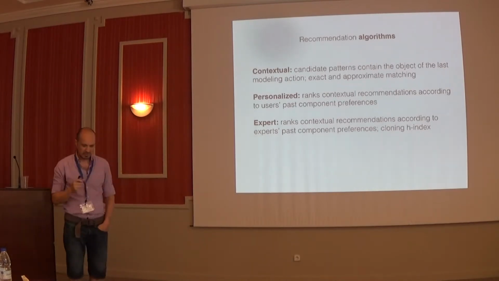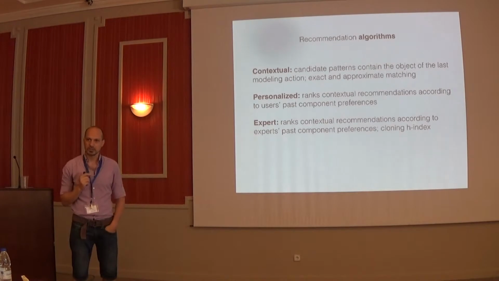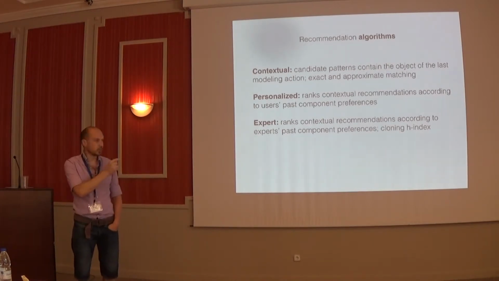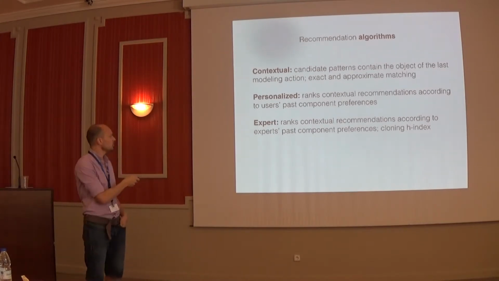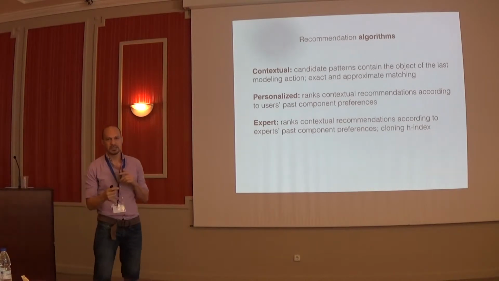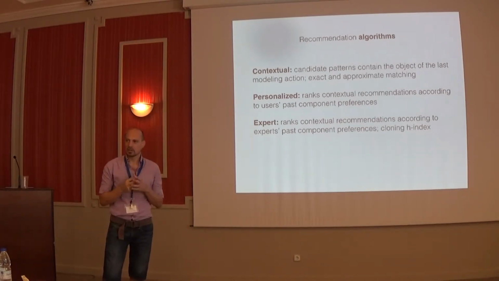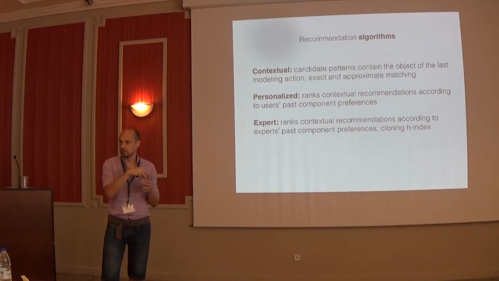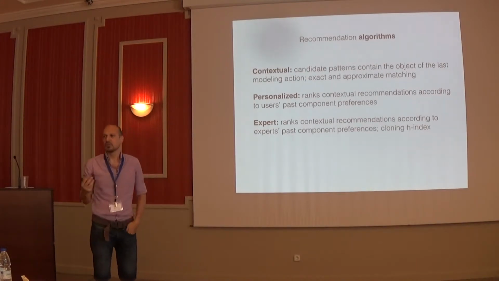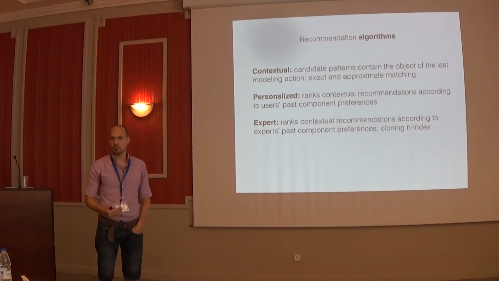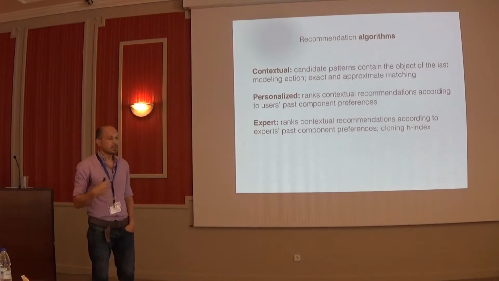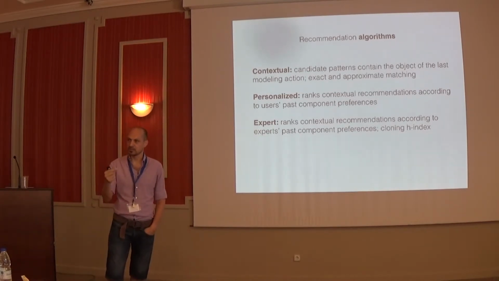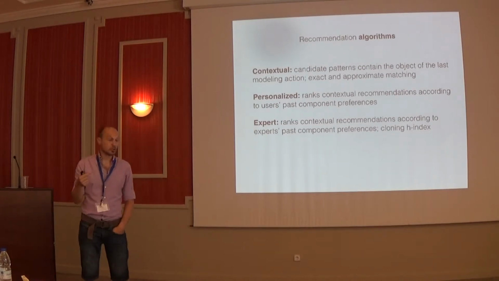Then we have two, I would call them specializations of the contextual algorithm. We just rank the outputs of the contextual algorithm in two different ways. The personalized one ranks the buttons retrieved with the first algorithm according to the past usage of the given user, the past usage of the components in Yahoo by the user. So we just looked at the history of the user, we checked which components the user we are trying to support right now knows, and then we gave preference to those patterns that contain these components.